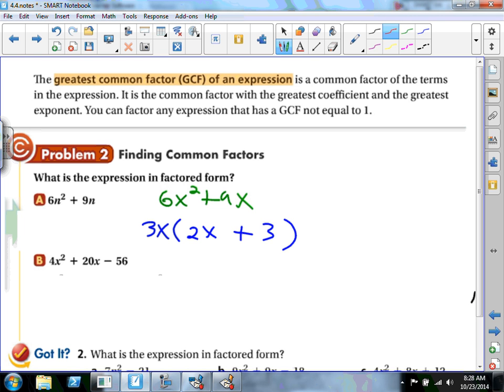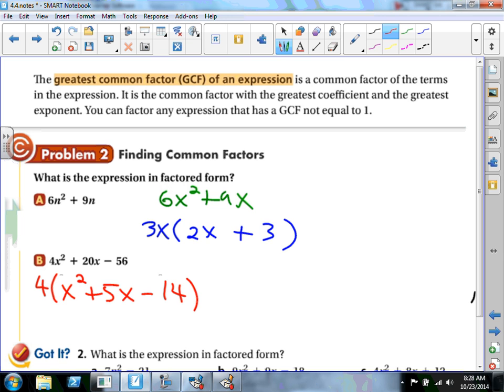This next one, I've got 4 and a 20 and a 56. What can I divide out? If you know your factors, you'll be able to figure it out. 4. So I get 4 times x squared plus 5x minus, what's 56 divided by 4? 56 divided by 2 is 28, so let's divide that by 2. Is it 14? I think it's 14.